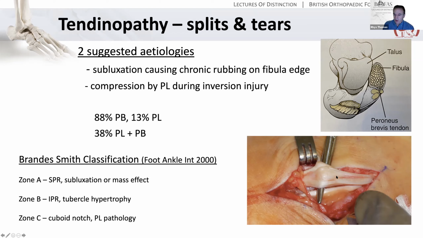So with our peroneus brevis here, you can see there's a slightly nodular edge. There are these longitudinal small slits and tears, but the tendon itself tends to be in continuity. What you tend not to get is complete ruptures of the tendons in this area unless there are long-standing multiple longitudinal splits.